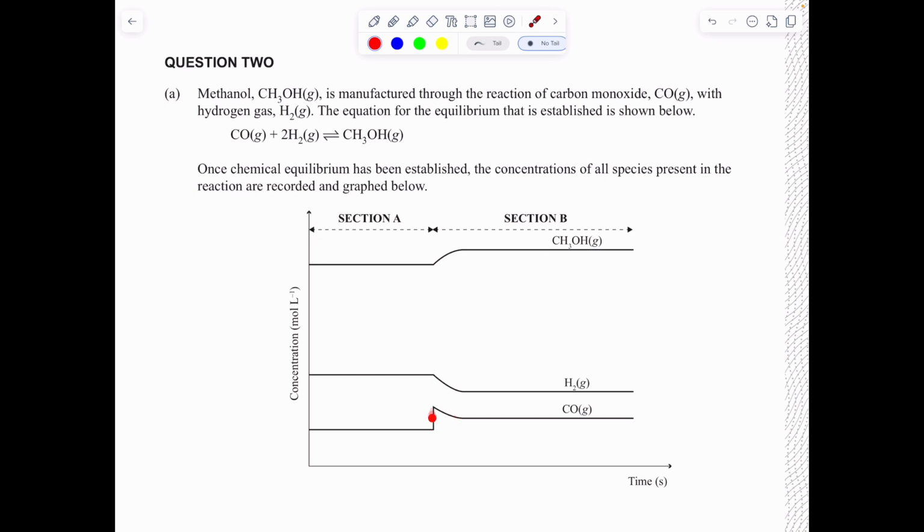So as more carbon monoxide is added, what do we notice about what's happening to H2 and CO and the products? Well, we can see that once more carbon monoxide is added, the concentration of the reactants is actually decreasing initially, but the concentration of the products is increasing. How peculiar. Why is this happening? How can you explain this?